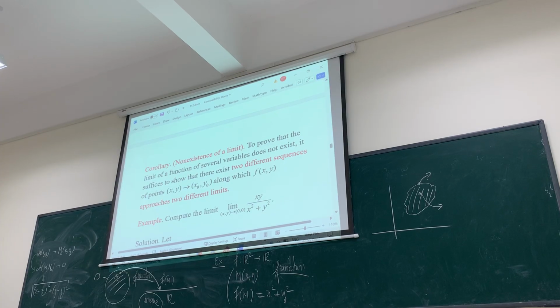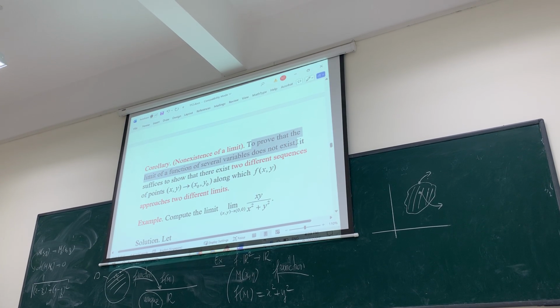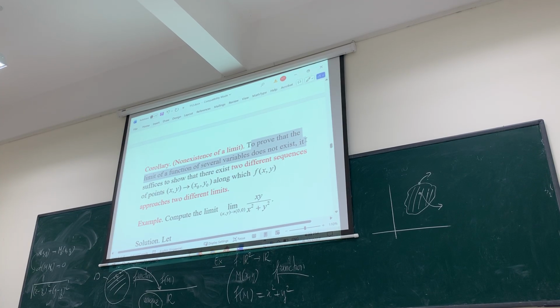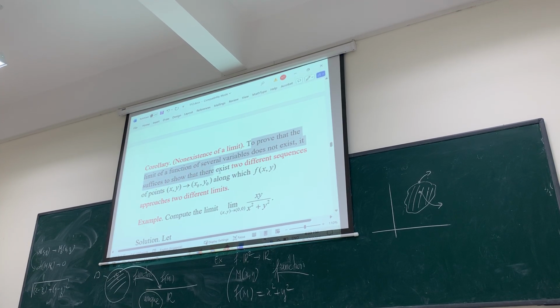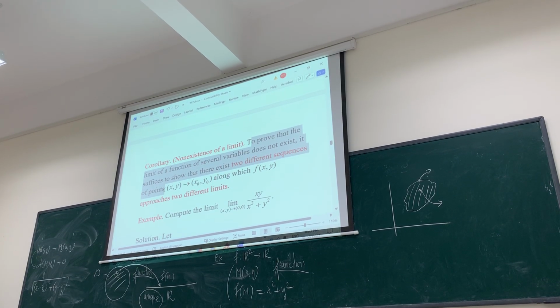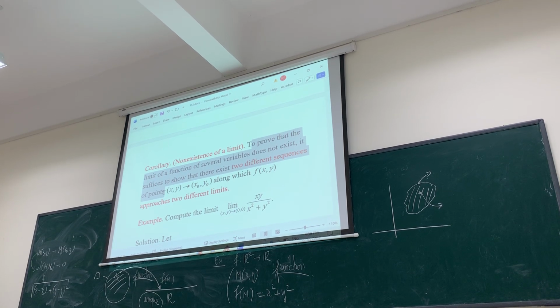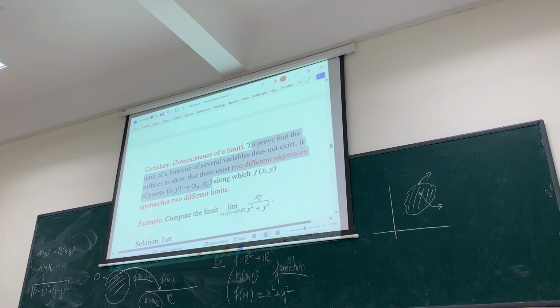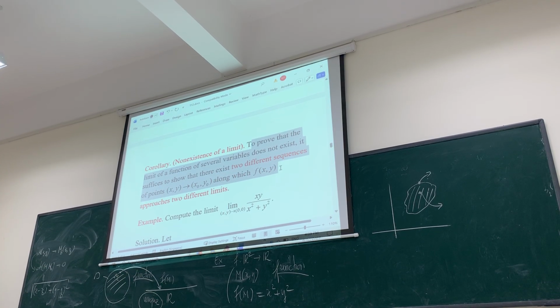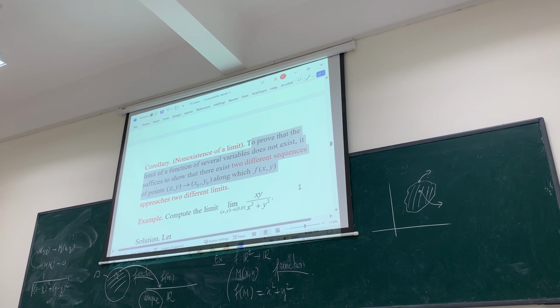I give you the corollary related to non-existence of a limit. To prove that the limit of a function doesn't exist, it suffices to show that there exist two different sequences of points tending to x0, y0, which make the function f approach two different limits. To illustrate the corollary, I give you an example.